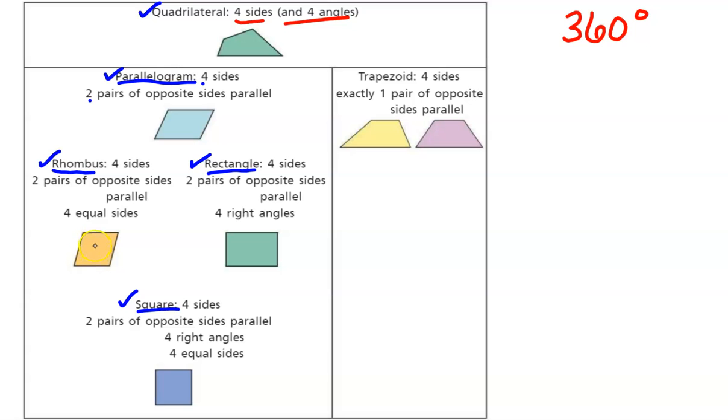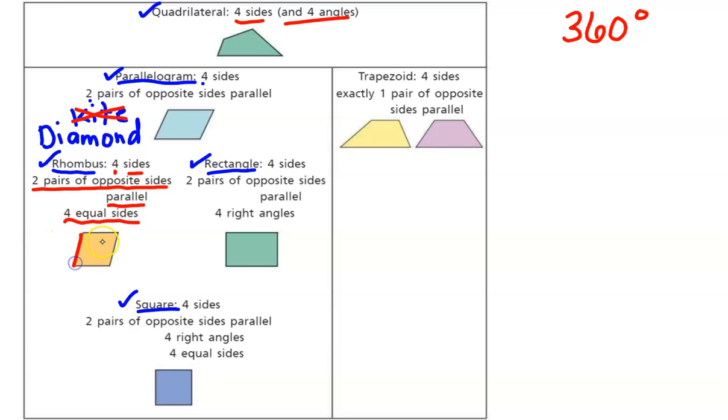So for example, now I'm going to talk to you about a rhombus. You've probably heard a rhombus called a diamond before as well. You might have even called it a kite. Although, no, sorry, a kite's a little different. Anyway, a rhombus has four sides, just like a parallelogram, just like a quadrilateral. And it has two pairs of opposite sides that are parallel, just like our parallelogram. But what's more specific about a rhombus is that it also has four equal sides.